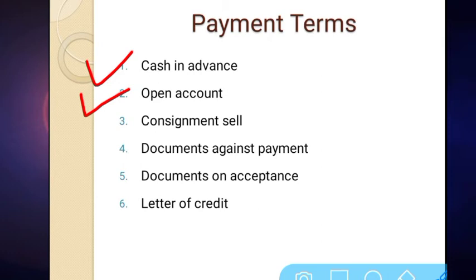Here the buyer gives the order, and then the seller, the exporter, makes the goods and directly sells to the buyer without any documentary evidence or backup. Further, he also does not ask for any amount in advance. After receiving the goods, the time period, the credit period, is decided between both the parties. So after completion of that time period, the buyer is going to pay the money to the exporter.